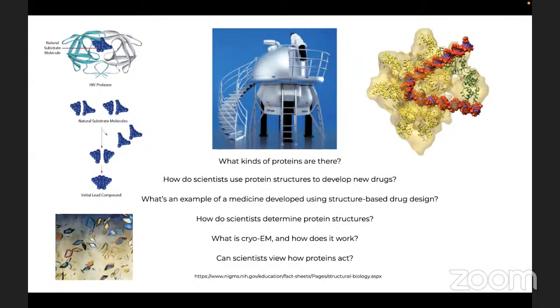So right now, how do scientists view how proteins act? That's an important question. New technology is beginning to allow researchers to progress from static pictures of proteins to making three-dimensional movies of their actions. Images provide snapshots of what these cellular events are doing at a specific point in time.